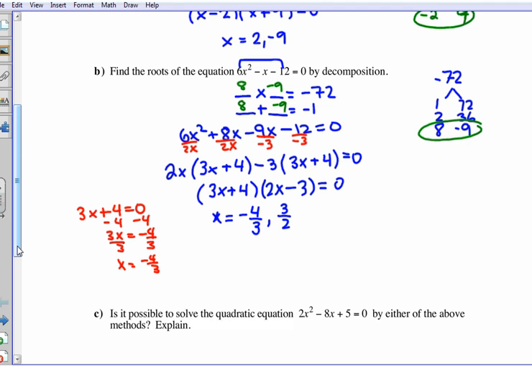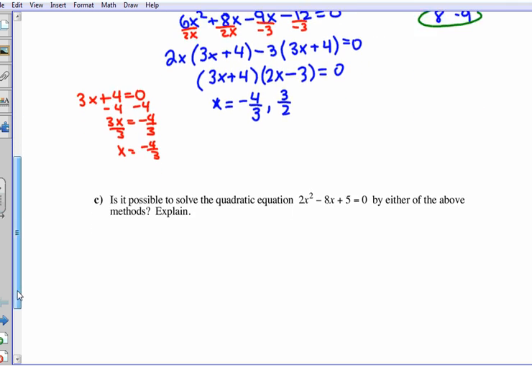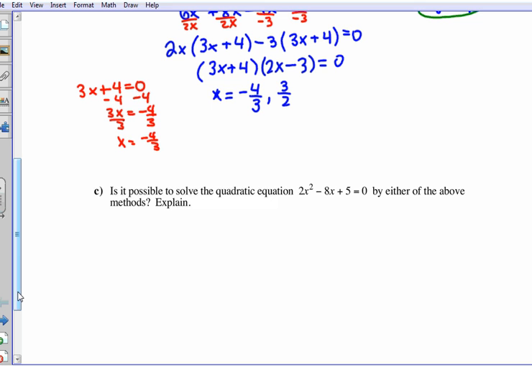So is it possible to solve the quadratic equation by either of the above methods? So let's look at this new guy. Looking at the new guy, is there a greatest common factor? 2, 8, and 5. No. Okay, simple or complex?